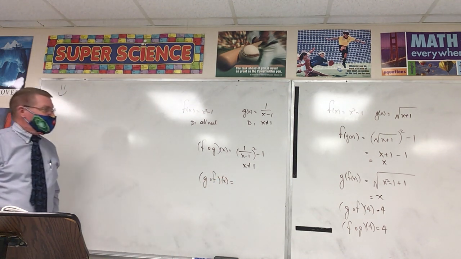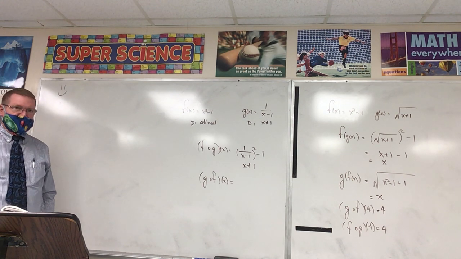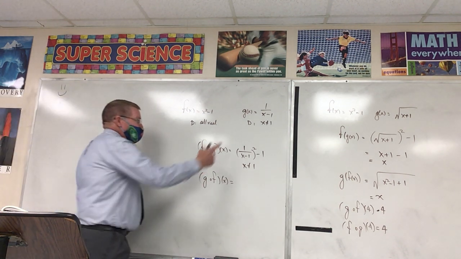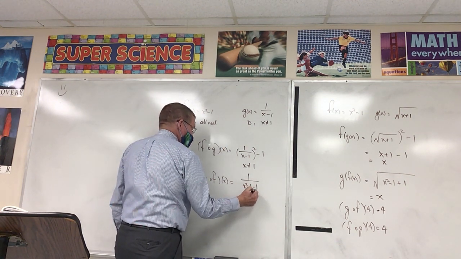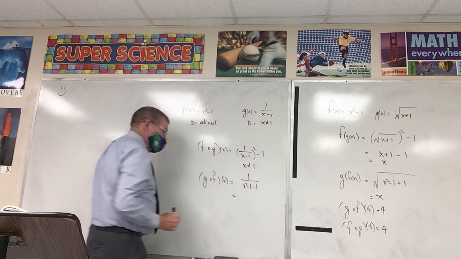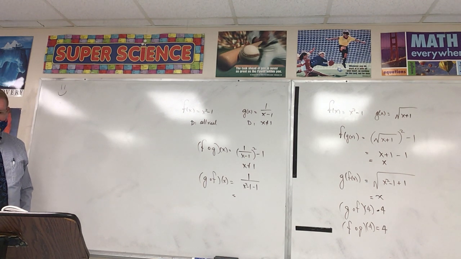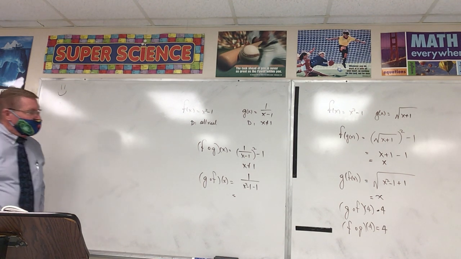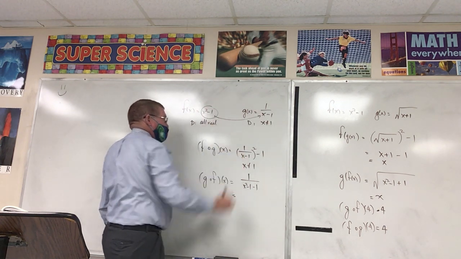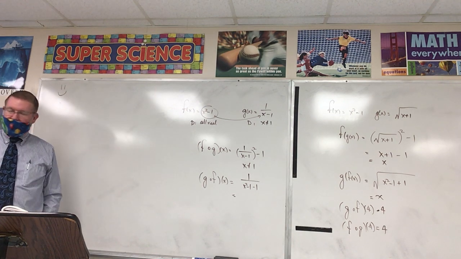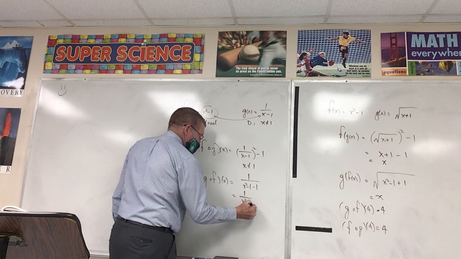Other way around though, g circle f of x. If I put f of x in for the x in the g of x, that's going to be 1 over x squared minus 1 minus 1. Wait, so are you multiplying to get that? Like when you combine them? Now I'm going to take this and put it in for the x. That gives me 1 over x squared minus 2.